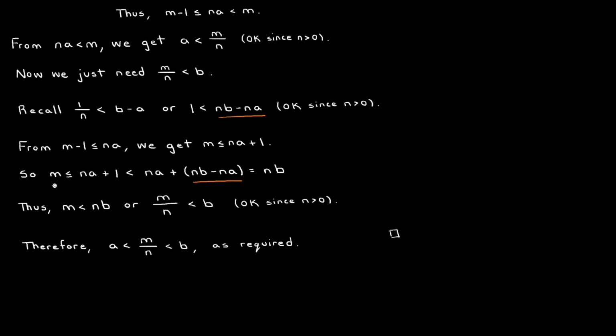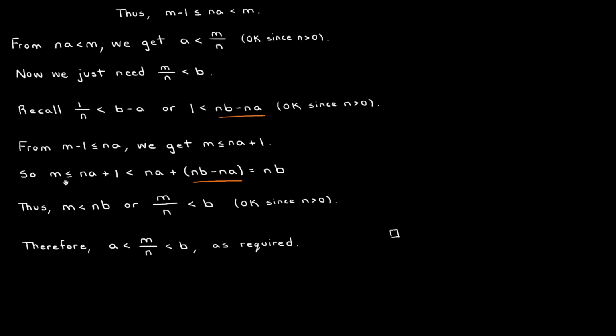So we have that m is less than or equal to na plus 1, and then this must be less than na plus this quantity. And again, this is because 1 is strictly less than this quantity, and so what we can do is replace this 1 to get something larger. And now notice the na and the minus na cancel out, and we simply get nb.